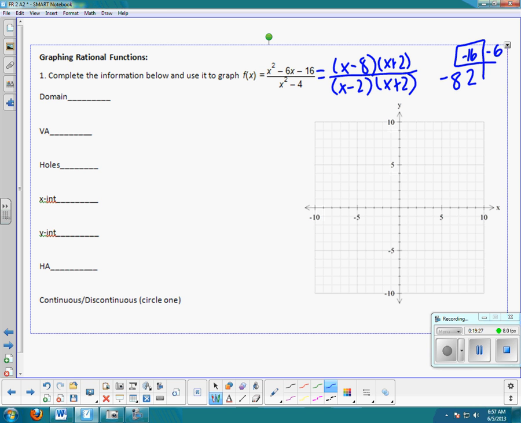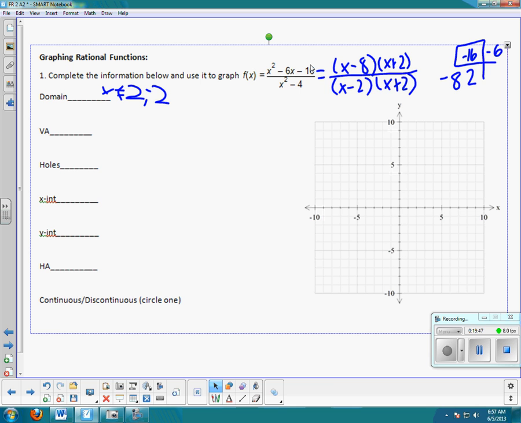Now, hopefully you see that the x plus 2's will cancel. Before we do that, though, we find our domain. And our domain is the opposite of the numbers in the bottom, because that's what x cannot be. So x cannot equal 2 or negative 2. And that's because of the numbers in the bottom.